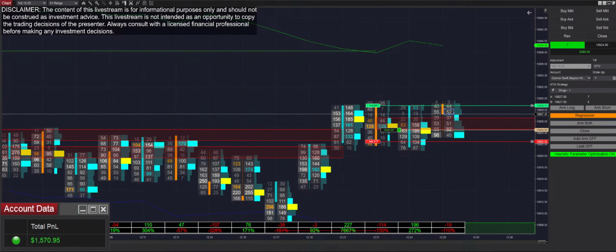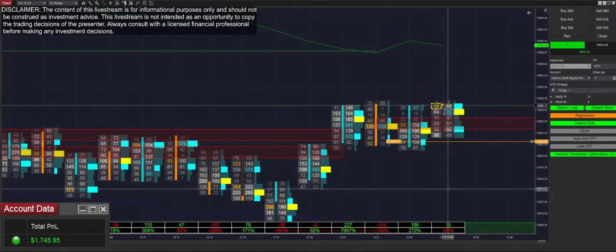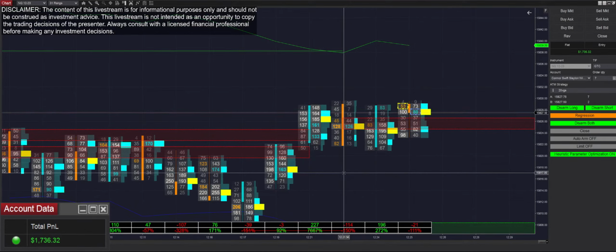Just got filled long here. Pretty solid fill there. 1700 on the day. It's a pretty decent power hour. Not insane volatility, but we do have a good amount of trades, so that is nice.